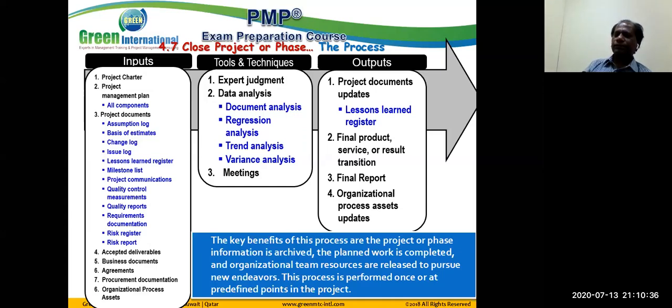What is the result? There are three key results basically. One is the final product service result transition. We are handing over the product to the end users for their business operation. Secondly, we are compiling our lessons learned and documenting them into the lessons learned register. We are reorganizing the lessons learned register, which is called project document update.